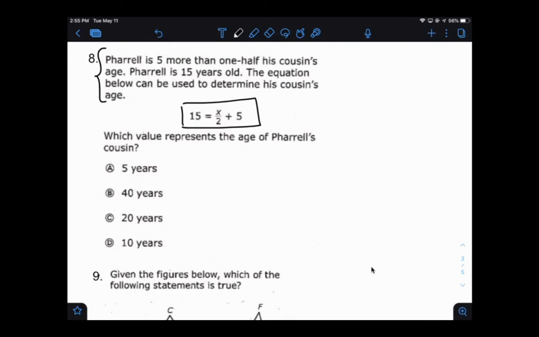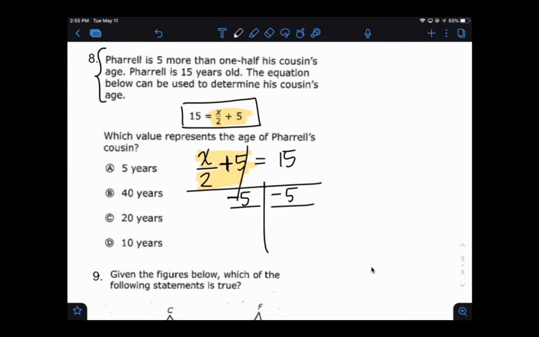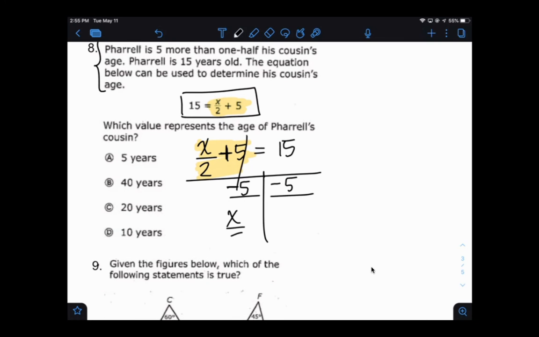Since we are used to having the variable on the left side, I'm just going to rewrite the equation to have the x on the left. X divided by 2 plus 5 is equal to 15, right? I just rewrote the equation to have the variable on the left. So the very first number I'm going to eliminate here is the plus 5, using the inverse, minus 5 and minus 5. So I have here x divided by 2 is equal to 15 minus 5, which is 10.